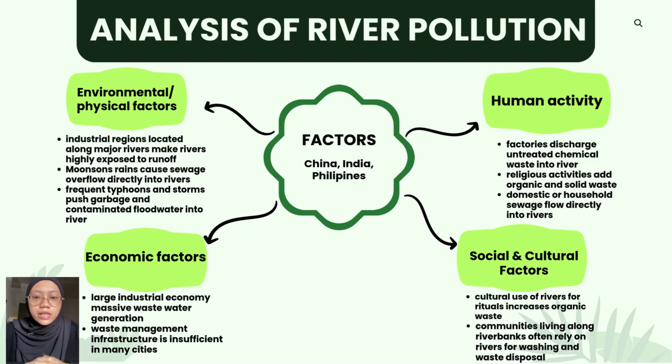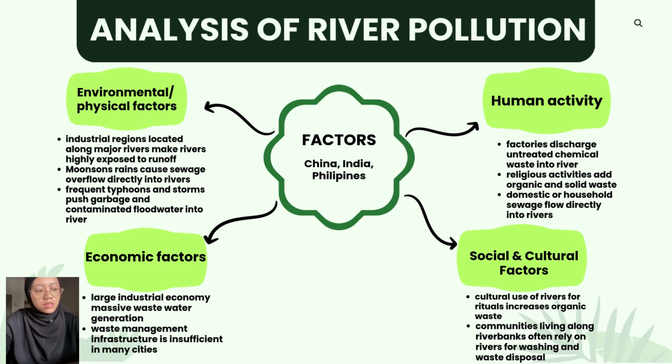This factor can be divided into four main categories, which are environmental and physical factor, human factor, social factor, and economic factor. First, let's look at the environmental and physical factor. Many industrial regions in this country are located near major rivers, which makes their rivers exposed to polluted runoff. Monsoon season also causes heavy rainfall, and it makes sewage easily flow into the river. In cases like typhoons, it pushes garbage and contaminated floodwater into their rivers.